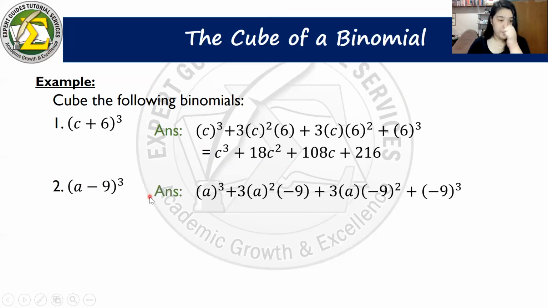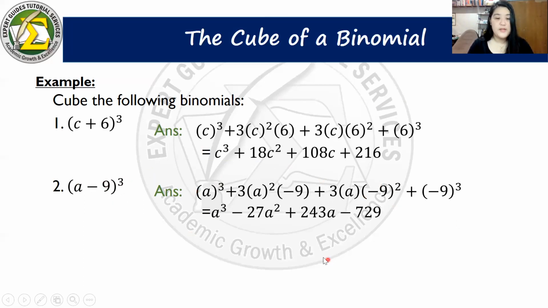Therefore, ito tayo. So square natin si a cubed, si first term. Then we have 3a squared times negative 9. Tapos, si last term naman is square natin. So negative 9 squared times 3 times a. Ito tayo. And then cube the last term, cube negative 9.